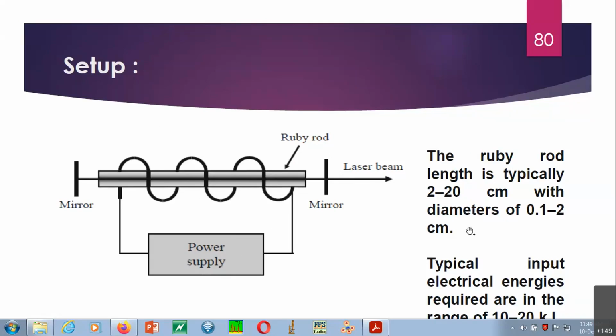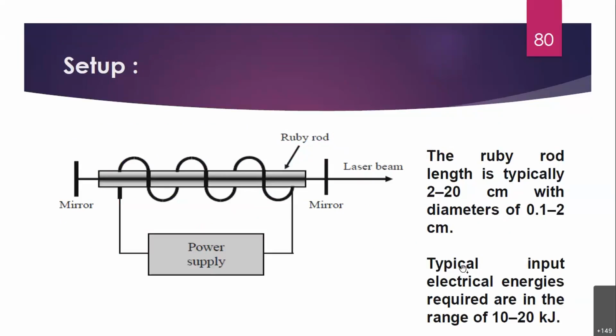Since you have attended tutorial number 1, now in your mind these distances or lengths have to be very clear. You can imagine what the length of 2 to 20 centimeter is, and what the diameter will be. You can imagine an object in your mind with a similar diameter and length. Then the typical input energies: how much input energy do we need to supply? It is in the order of 10 to 20 kilojoule. That means we need to supply this much high energy at the input.